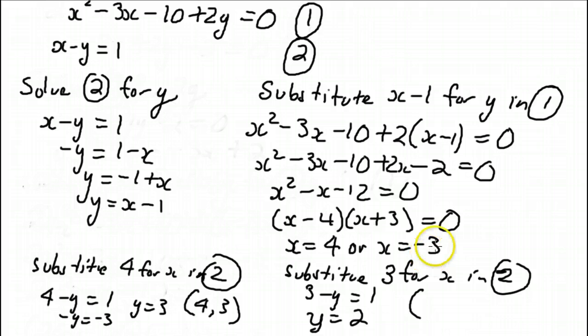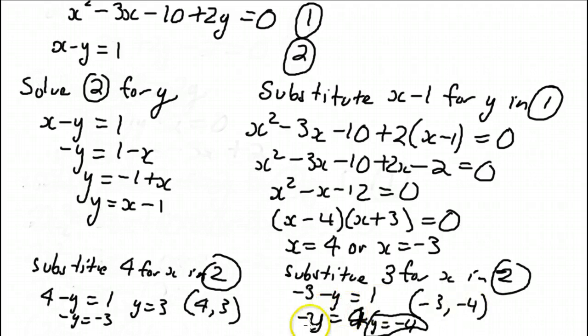Oh wait a sec, this was negative 3. So negative 3 minus, okay, let's go with negative y is equal to 4. And y is equal to negative 4. So this gives me the point negative 3, negative 4. So we have 2 points of intersection. One, 4, 3. The other, negative 3, negative 4.